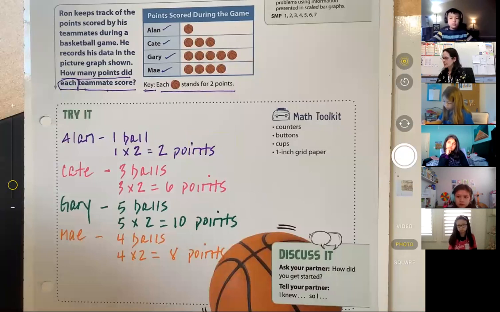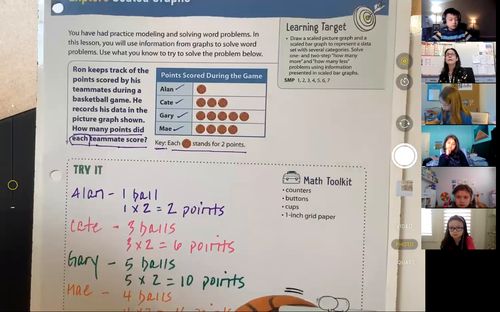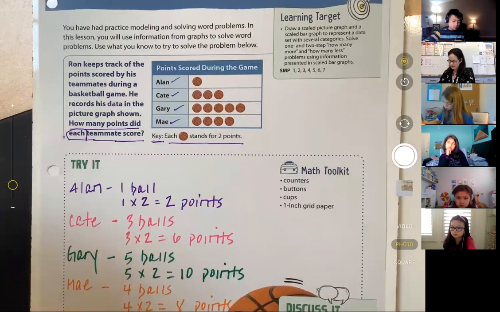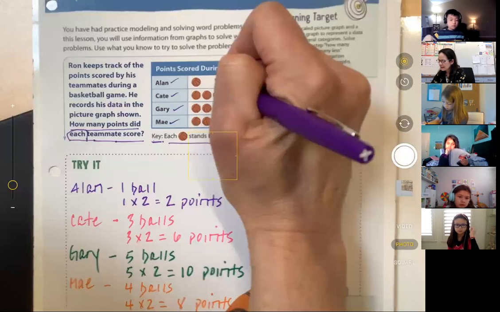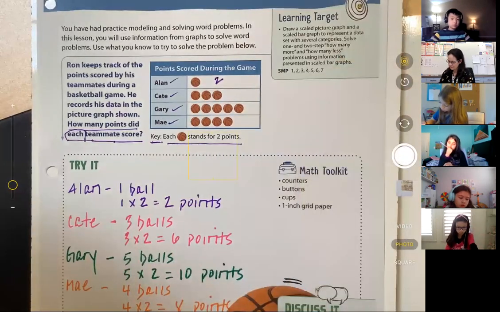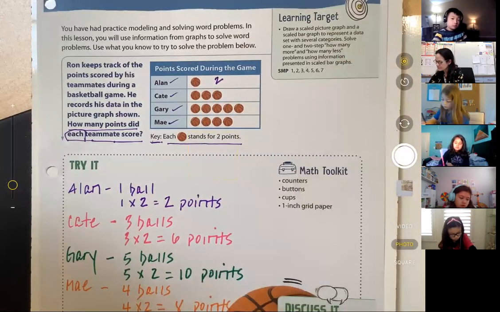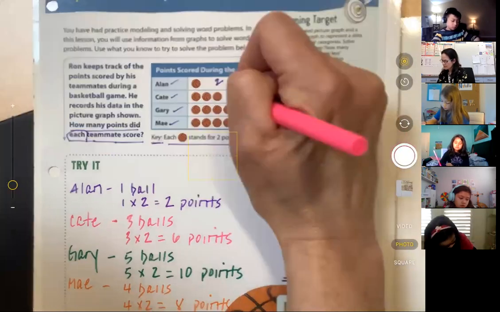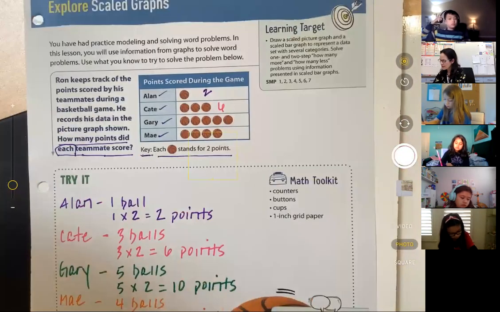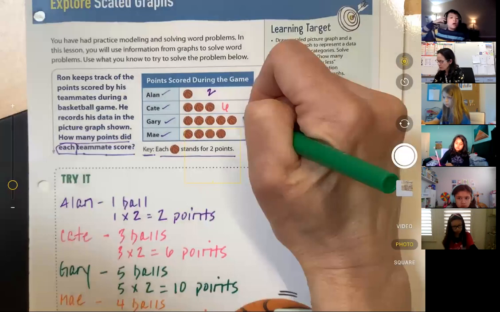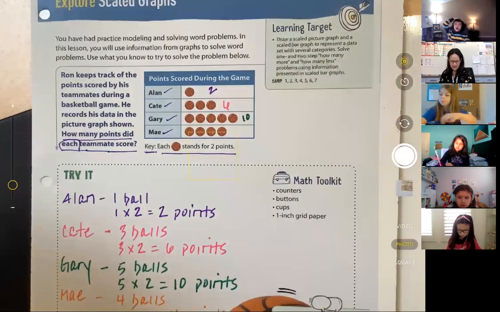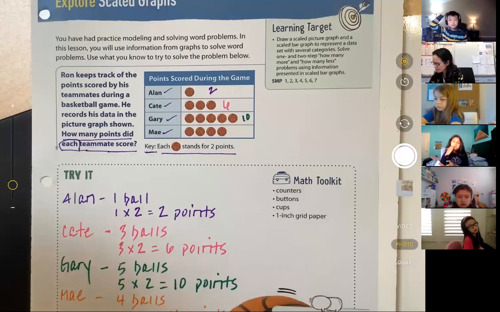Some students like to go up and put numbers to the pictures. Could you do that? Definitely. So I could say quickly, Alan, that's 2 points. And then Kate, that's 6 points. Gary, that's 10 points. May, that's 8 points.